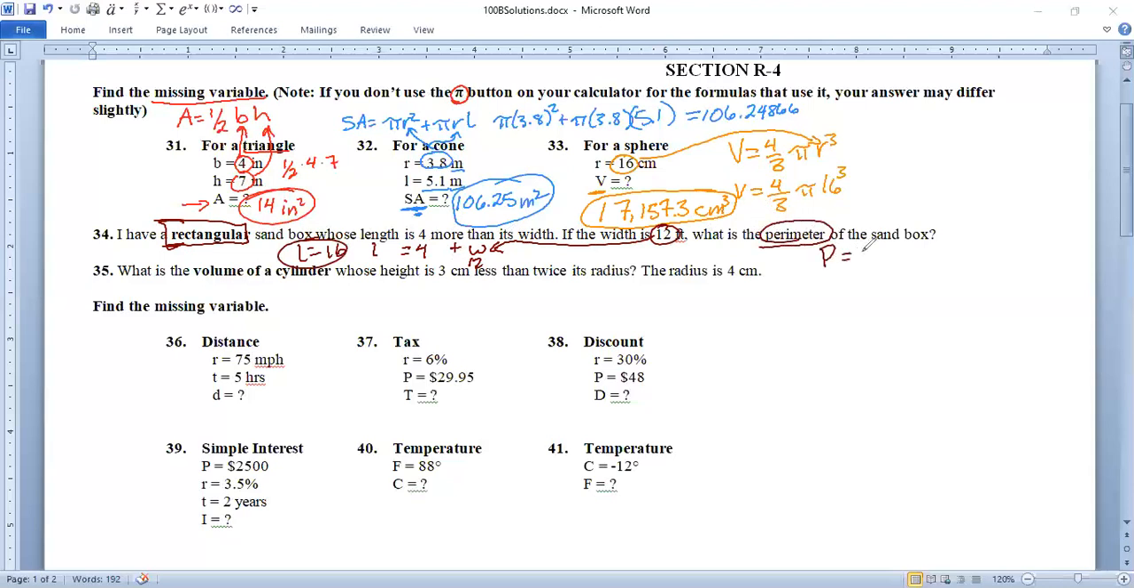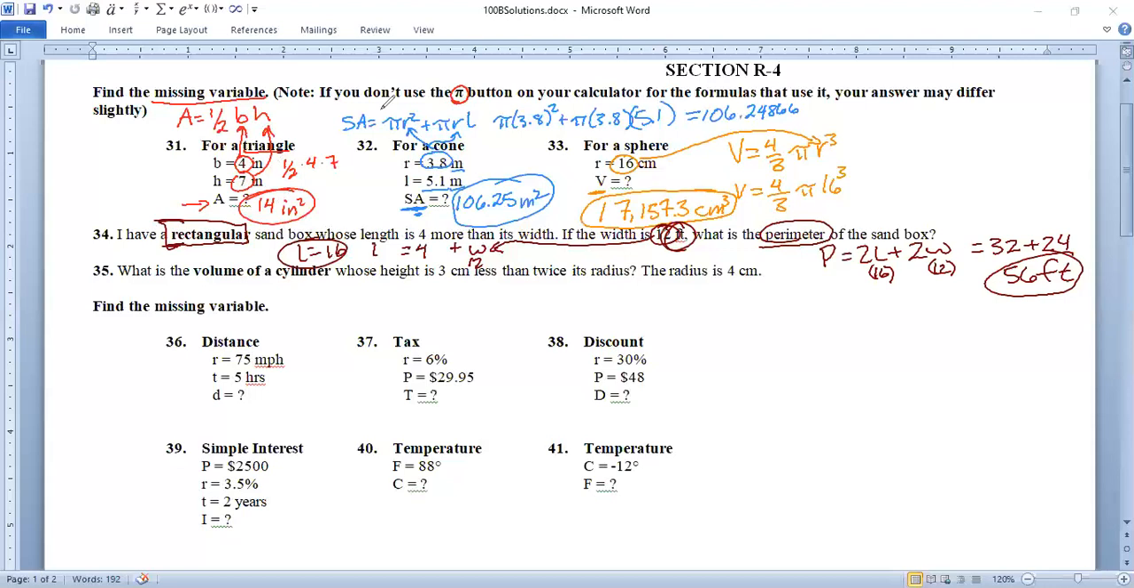Now, perimeter, in the section, we have this formula, 2 length plus 2 width. The length is 16, and the width is 12. So we get 32 plus 24, which is 56, and we are in feet. So this is 56 feet. The perimeter is the length around it, so it's still a 1-dimensional thing. It's not area or volume.